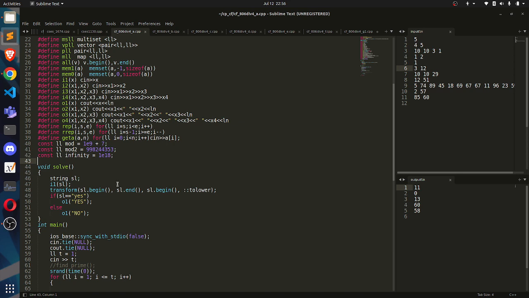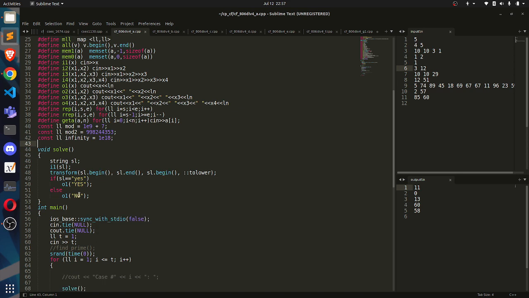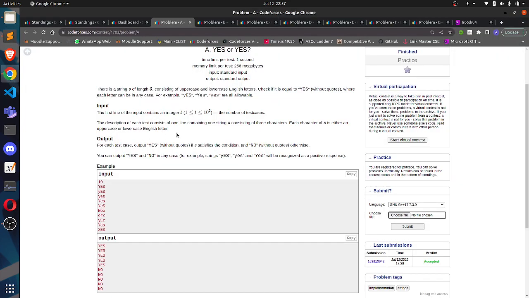So what I have done is I have converted it into lowercase using an STL function and compared it with yes, which has all lowercase characters, and if it is so I'm printing yes, and if it is not so then I'm printing no. So this was the solution for problem A. Now let's move to problem B.